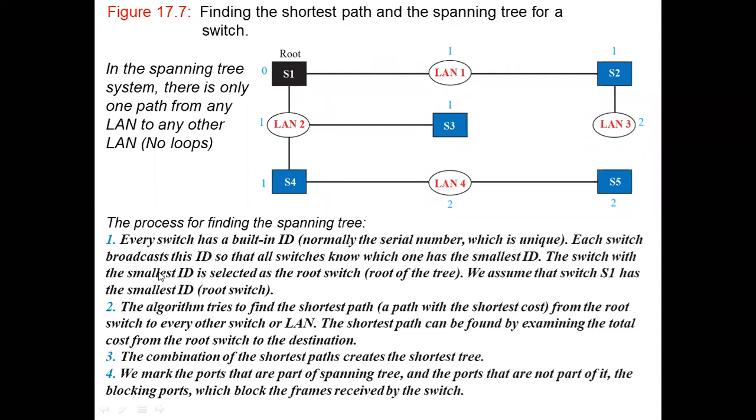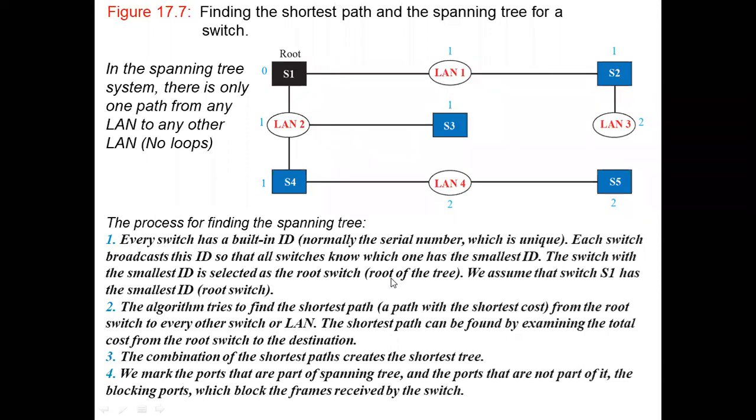And the switch with the smallest ID is selected as a root switch. Out of these 5 IDs, the switch which has got the smallest ID is selected as a root switch, or we call it the root of the tree. Say the bottom of a tree or root of a tree. From that point onwards, it will be the reference point for me. From that point onwards, the distance will be calculated with respect to the other LANs or with respect to the other switches. So how to find the root switch?